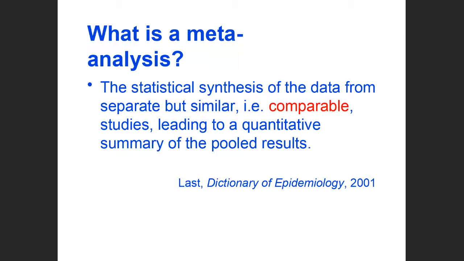And this is seen more clearly again in this definition from the Dictionary of Epidemiology, that you can only do meta-analysis if the data is similar enough, if it's comparable. So we tend to think of this as measuring the same thing in the same way. If studies measure different things in the same way, or if they measure the same things in different ways, it produces a challenge to being able to pool the results.